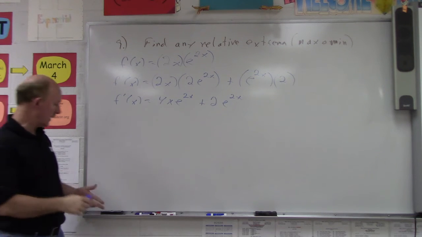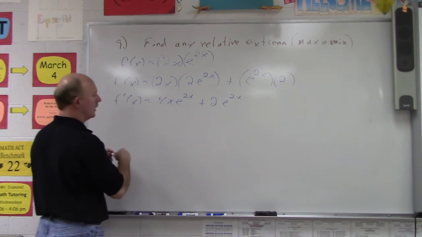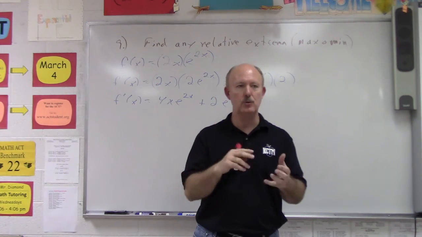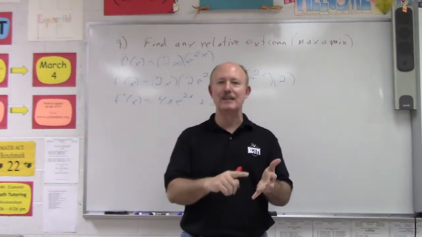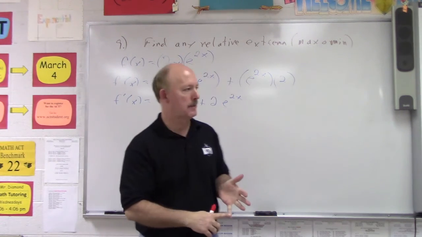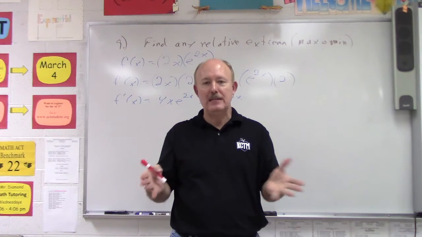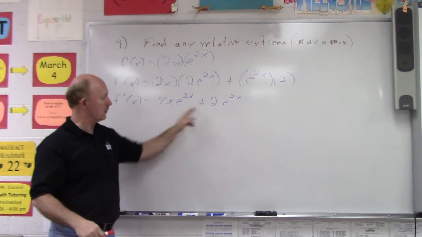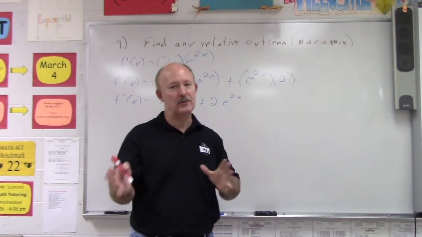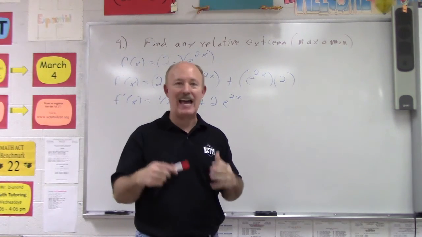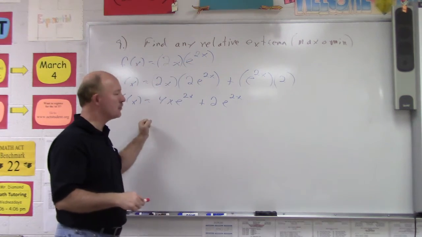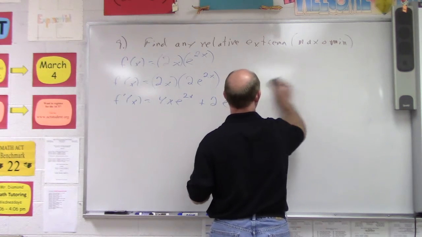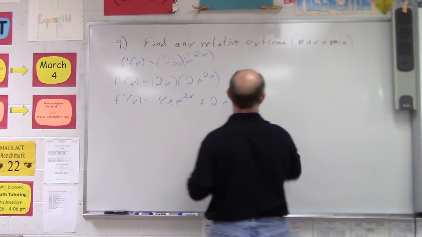Now, there are a couple of ways to get any relative minimum or maximum. There are two tests: the first derivative test or the second derivative test. I only use the second derivative test if it's really easy to get the second derivative. This is the first derivative, which wasn't that hard, but I still wouldn't want to get the second derivative unless I had to. So I'm going to use the first derivative test here to get any relative max or minimum.